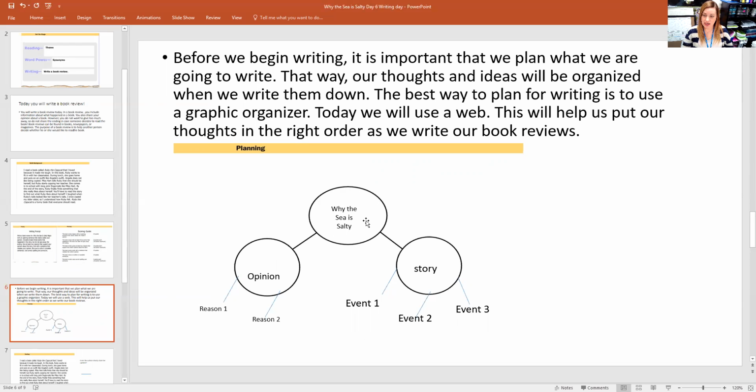So you're going to put Why the Sea is Salty, that's the title. And then here you're going to put opinion and then story. You're going to put 2 opinions. That's 2 things you think about the story yourself. And then for story, you're going to include at least 3 events from the story.